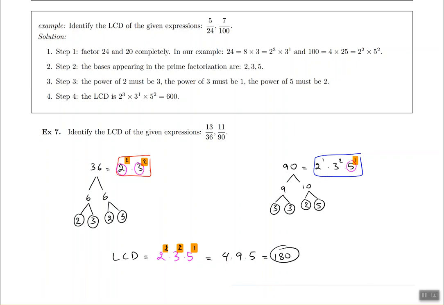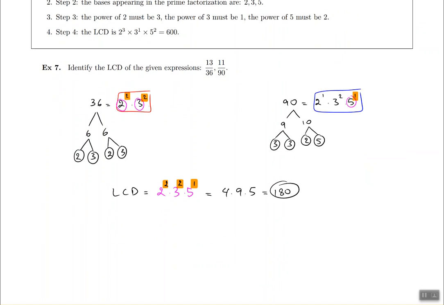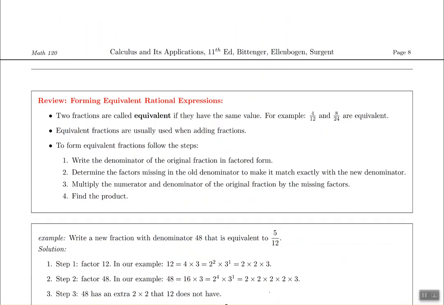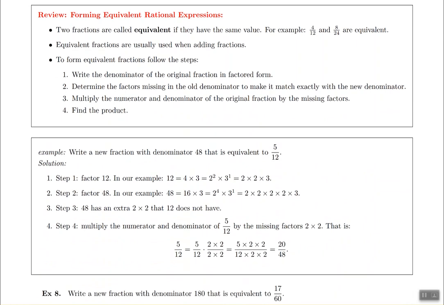So that's basically how it works when you have simple numbers, but the same process could be used to find the LCD of more complicated expressions. Now, once you find the LCD of expressions, your next task is to form equivalent fractions.